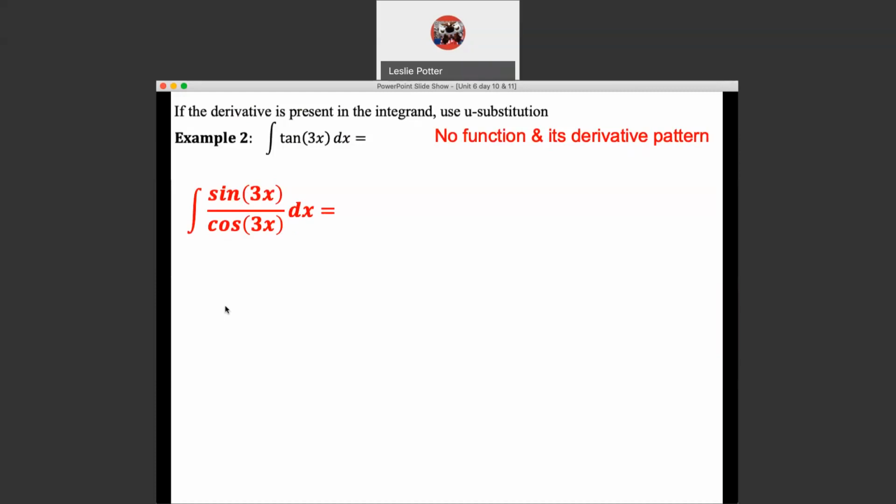Is the function sine or is the function cosine? A rule of thumb here is if you have a rational function, make the bottom u, and then the top will end up being the derivative. So it just ends up being an easier integration when we do that. So that's what we're going to do. We're going to say u is cosine 3x.